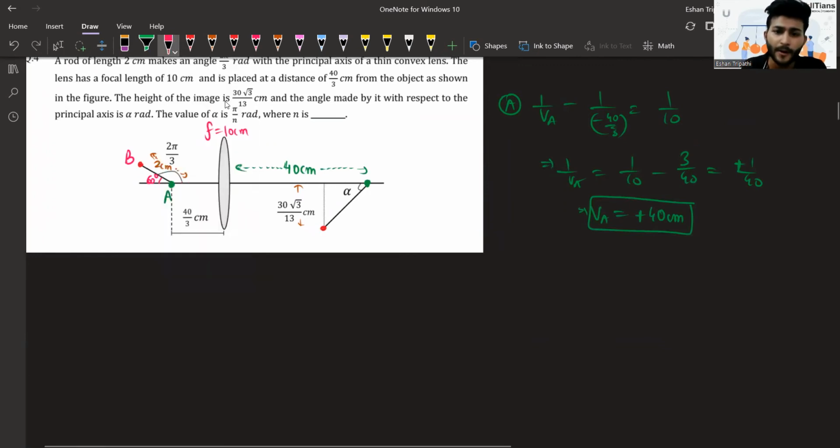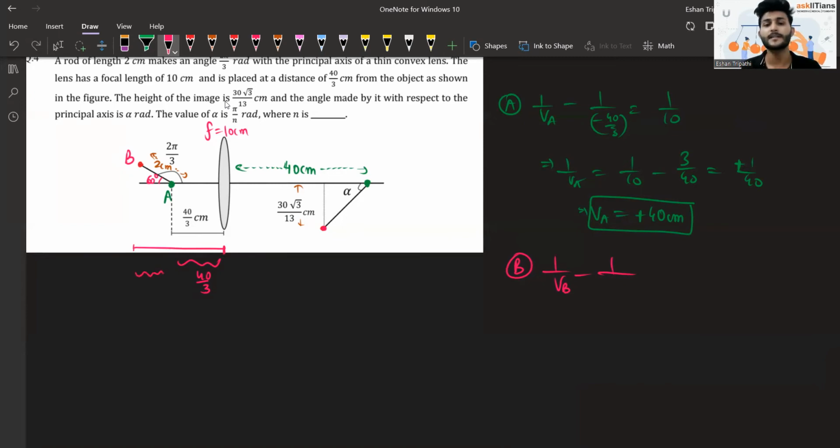Now similarly for point B present over here, we will write the equation. For B we will say 1 upon VB minus 1 upon object distance. Now what is the object distance? What is this distance in total? Up to this it is 40 by 3. And here it is 2 cos 60 degree, which is 1. So this comes out to be 43 by 3 in total. This total distance is 43 by 3 centimeter. So according to this, it will be minus 43 by 3 is equal to again 1 upon 10.